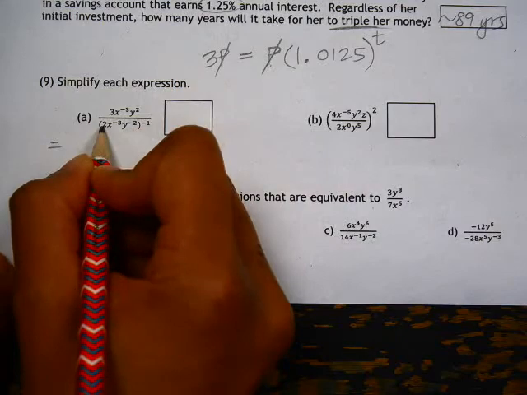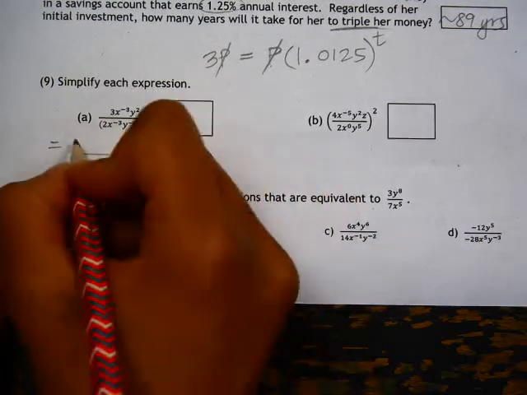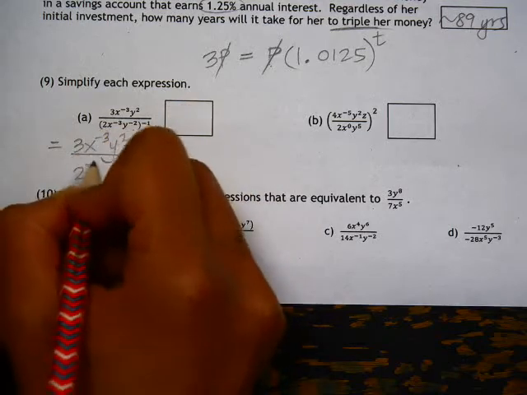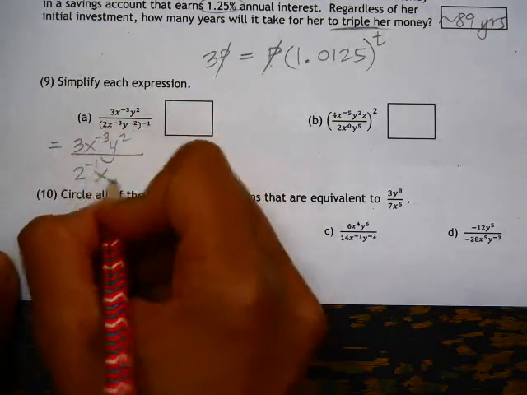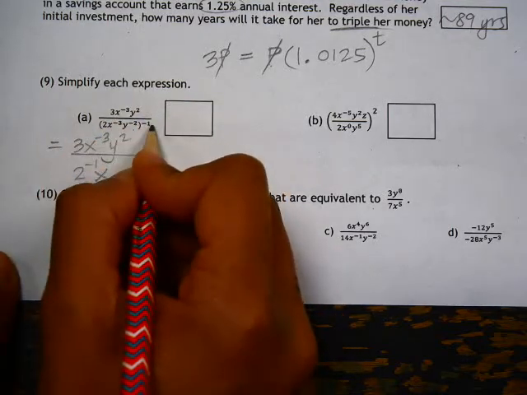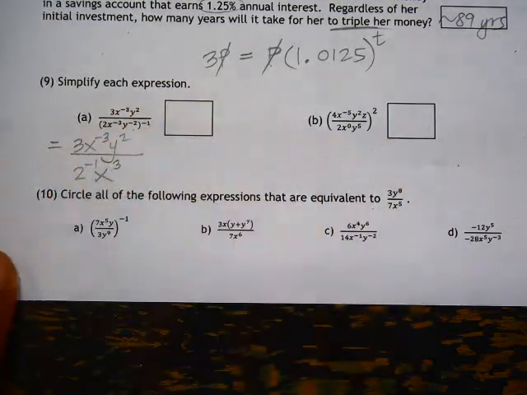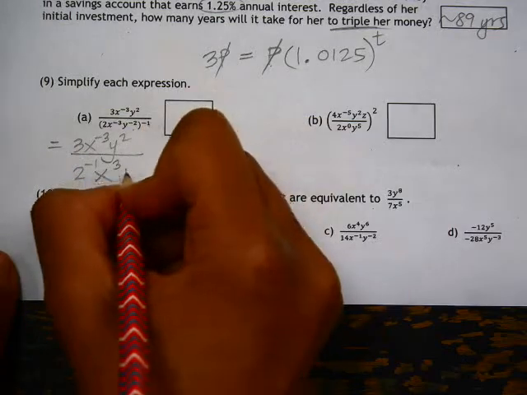So if we raise all of that to the negative 1, I'm going to leave the numerator as is for now. 2 to the negative 1, x to the, these exponents get multiplied. Negative 3 times negative 1 is 3. Negative 2 times negative 1 is 2.